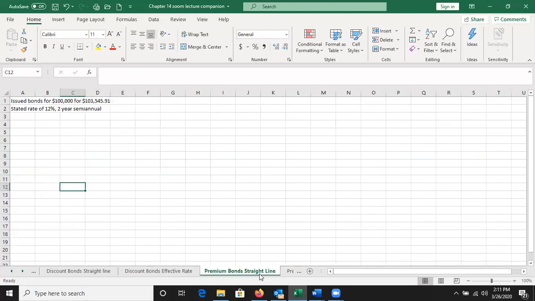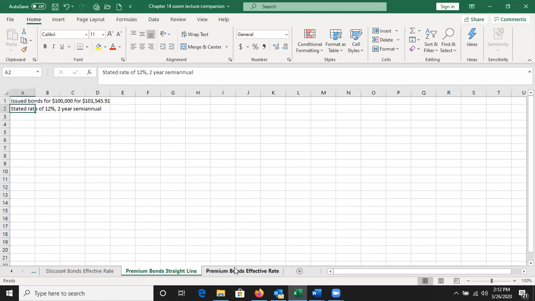Now we're going to move a little faster. We're going to go to premium bonds. So premium bonds are this. It's when, I missed something here. What did I leave off? All right, the effective rate's 10%.